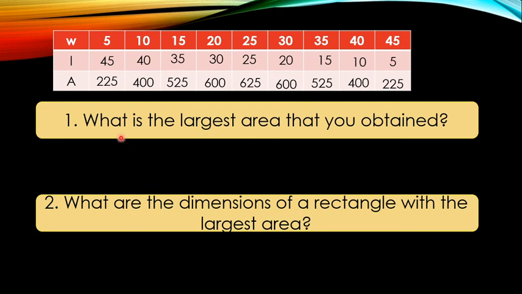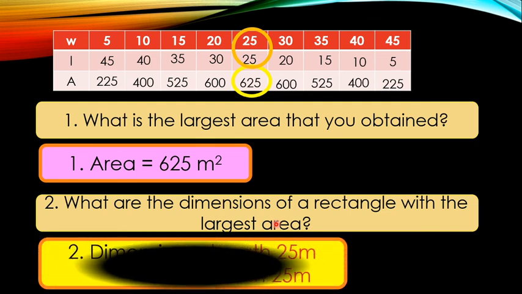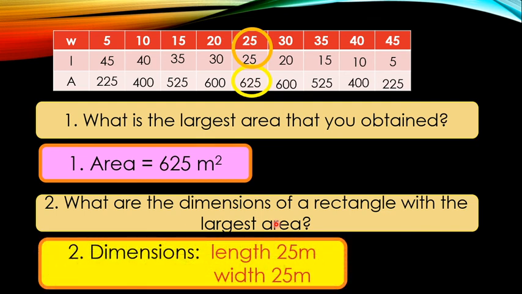Another question. What is the largest area that you obtain? So, we have these dimensions. Now, can you guess the largest area? Here are the areas. Alright, the largest area is 625 square meters. So, using this largest area, what are the dimensions of the rectangle with the largest area? When we say dimensions, the value of length and the width. So, that is 25 for the length and the width is 25.